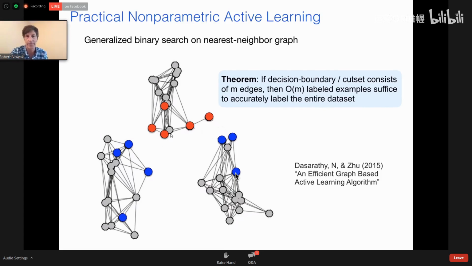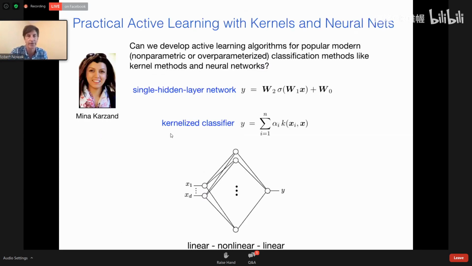And so one of the things we've been doing lately is trying to move to other sorts of nonparametric learning models and systems. And this is where my collaborator, Mira Karzan, comes in. She posed the question, can we develop active learning algorithms for popular modern methods like kernel methods and neural networks? And that's what I'm going to focus the rest of the talk on.